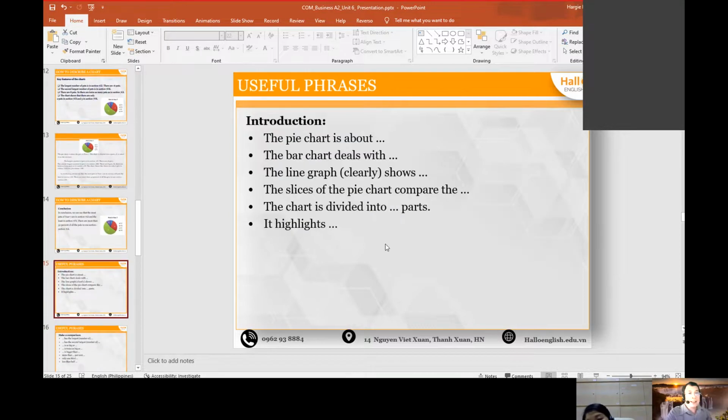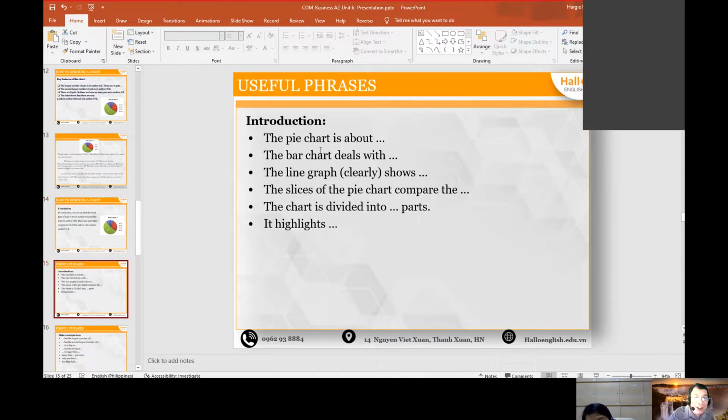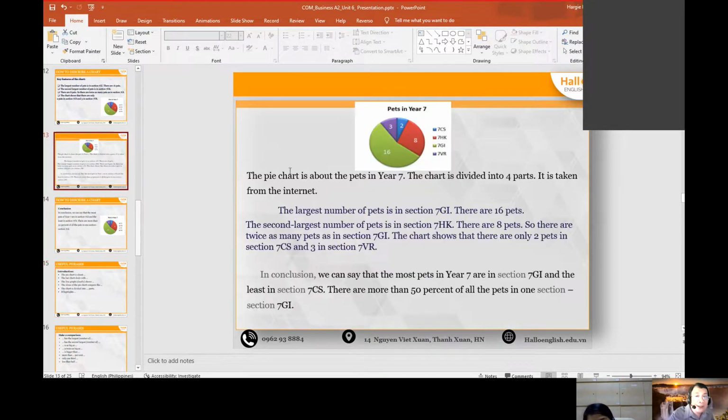Next one. What are those useful phrases that we can use in the introduction part? We can say, the pie chart is about. Look at this one. The pie chart is about, you have to name the title. So the pie chart is about pets in year 7.